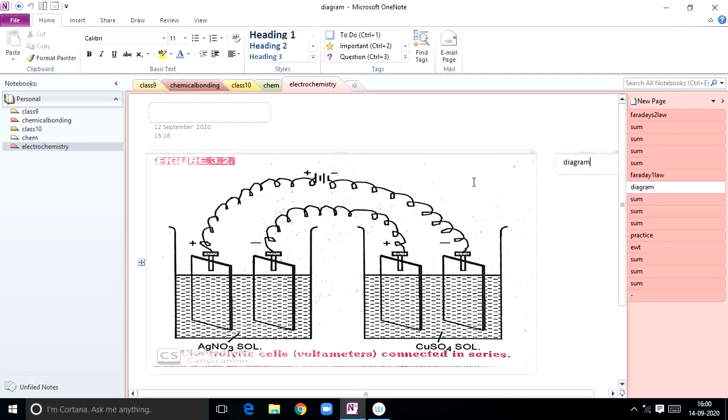Now let us see this diagram. These are two different electrolytic cells that I have taken. One electrolytic cell contains silver nitrate solution that acts as the electrolyte.